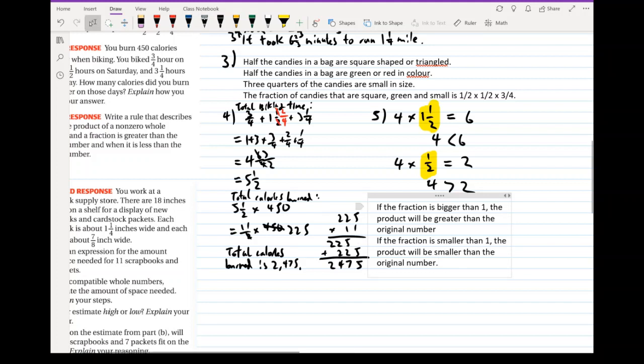And hopefully that makes sense to you. So for this example over here, the first one, the product is bigger than 1.